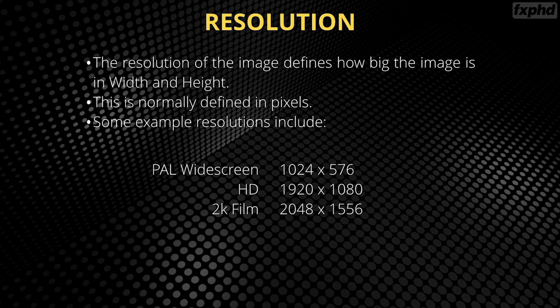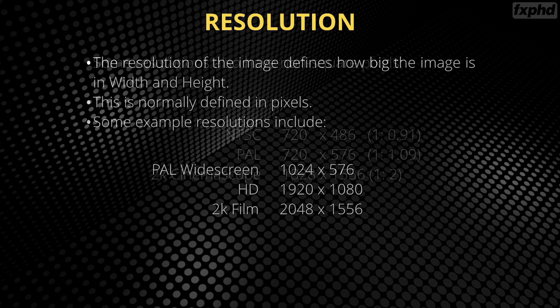So let's again just return to our slides. And you can see here that the resolution itself is the size of the image. It basically defines how big the image is in width and height, and this is normally defined obviously in pixels. You can see some examples here. This is very common. Anyone that's rendered anything in Maya ever, which is probably everyone watching this, these are going to be normal things you're used to. What is the resolution of my render? So PAL widescreen would be 1024 by 576. You've got 1920 by 1080 for HD and 2048 by 1556 for 2K film.